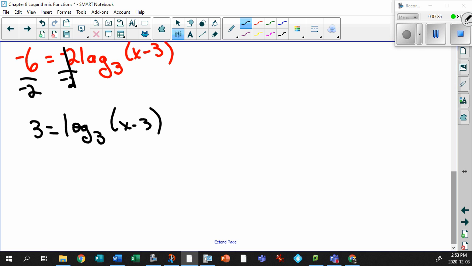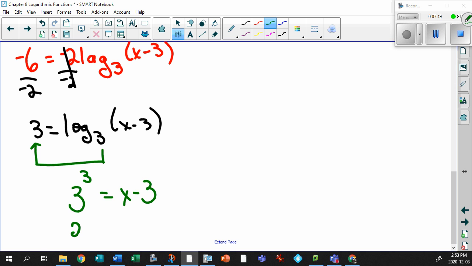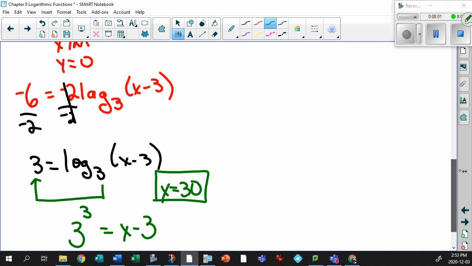Now, do you remember how to solve this thing? Sure you do. You take the base, raise it to the exponent of 3. So this is 3 to the power of 3 equals x - 3. Well, 3 to the power of 3 is very easy. That's 27. x minus 3, bring the 3 over, you find out that your x-intercept is actually at 30. Oh my goodness. Well, okay, that's going to really help us out with this graph now.